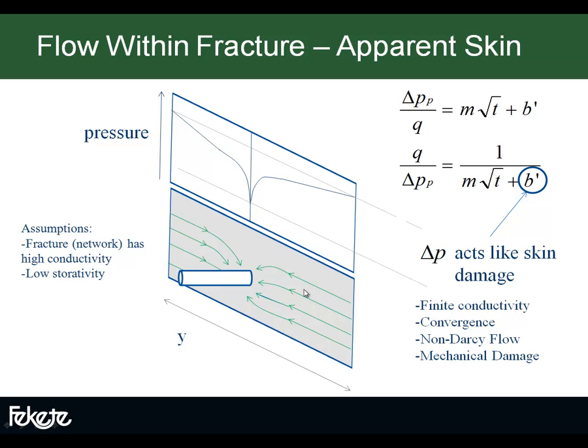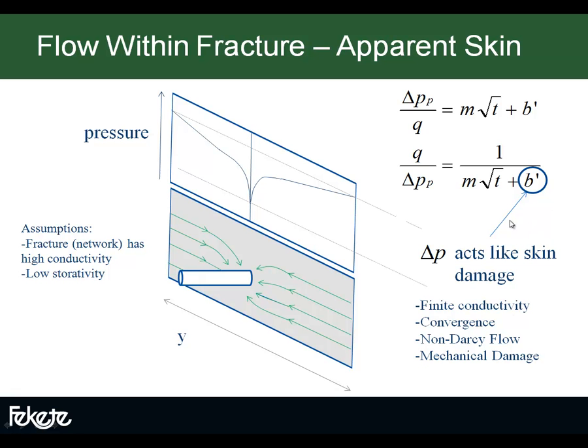Interestingly, it appears from observation that the transient effect of that pressure loss is gone quickly, as I said before, but there's a steady state pressure loss that's left. And that delta P acts like a skin damage. So that's what we're modeling here with this B prime. It's a pseudo skin or apparent skin that acts on this fracture.